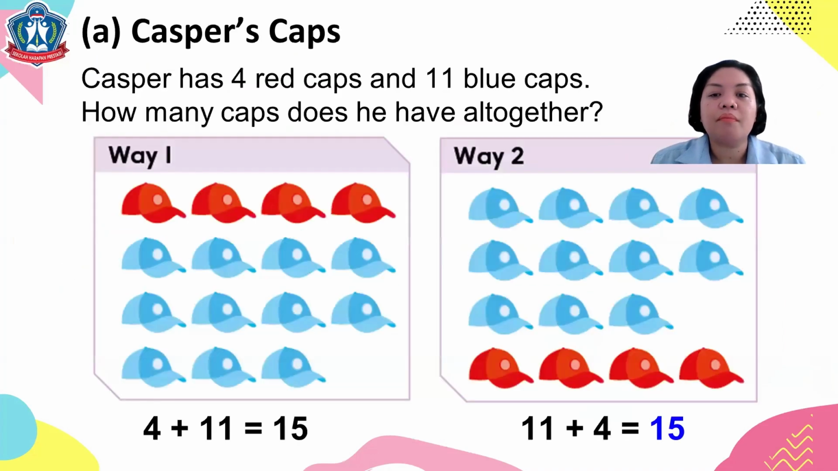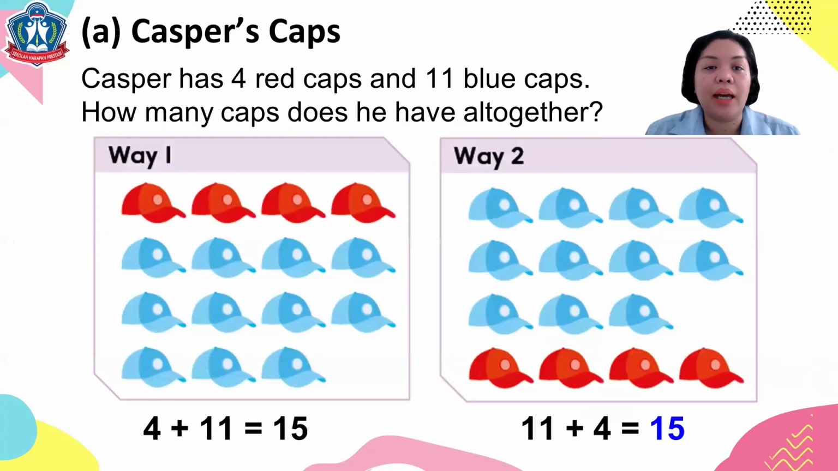Okay. Now take a look here, P3. I have here a problem. Okay, Casper's caps. Casper has 4 red caps and 11 blue caps. How many caps does he have altogether? So on the first way, 4 plus 11 is equal to 15. In way 2, what did we do? We switched the numbers. So 11 plus 4. And the answer is 15. So the answer is still the same.